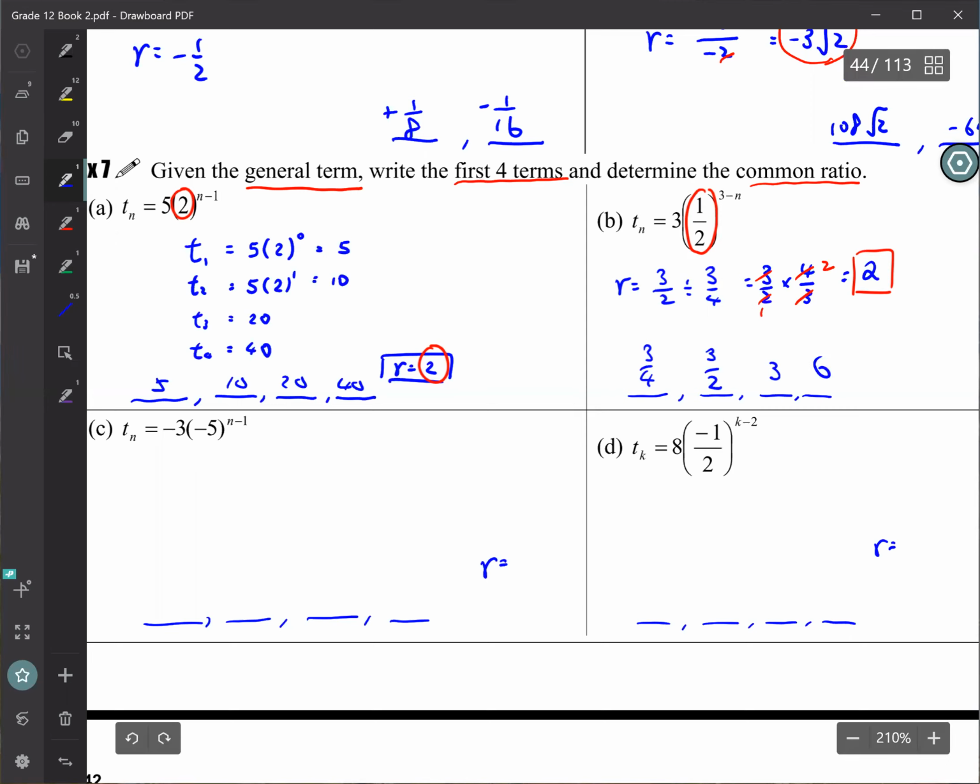Okay, so please move on to C and D. Please raise your hand when you finish C and D. So for questions C and D, you have negatives, okay? So be careful with the signs. The terms might change sign, right?